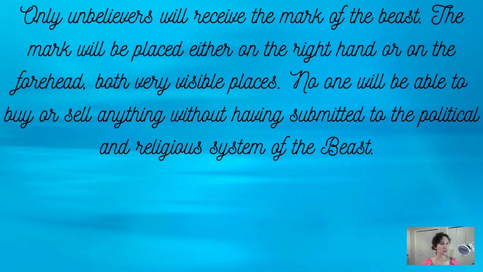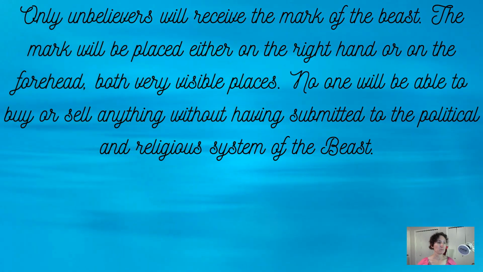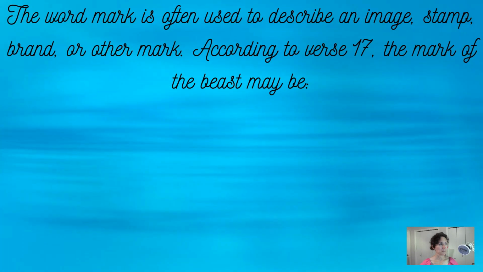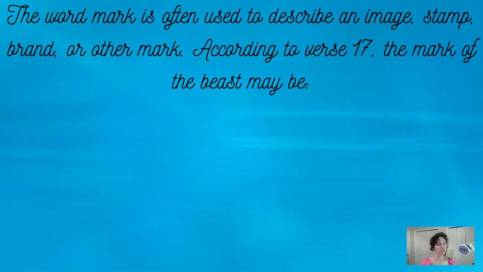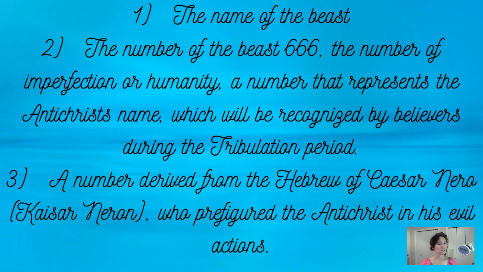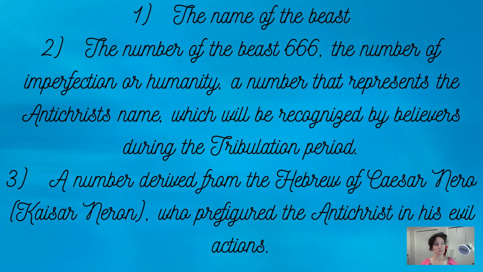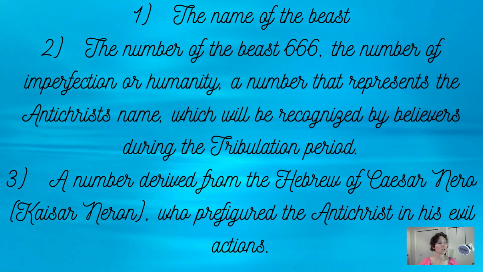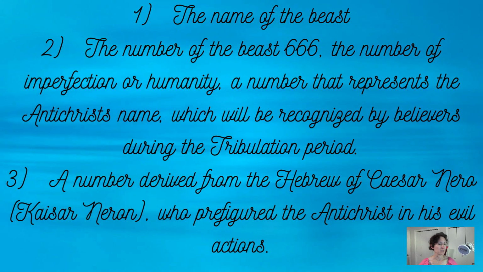The mark will be placed either on the right hand or on the forehead, both very visible places. No one will be able to buy or sell anything without having submitted to the political and religious system of the beast. The word mark is often used to describe an image, stamp, brand, or other mark. According to verse 17, the mark of the beast may be the name of the beast, the number of the beast, 666, the number of imperfection or humanity, a number that represents the Antichrist's name, which will be recognized by believers during the tribulation period.